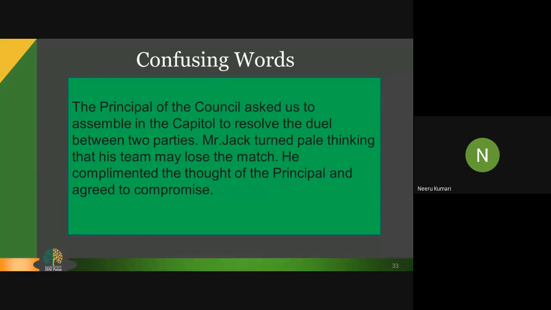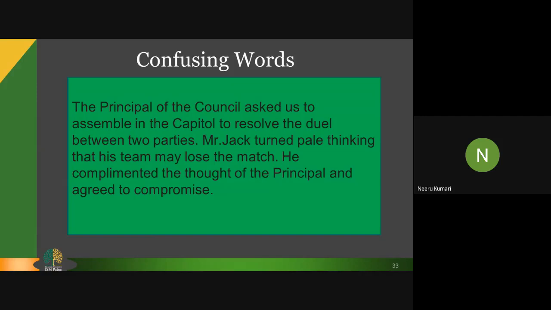Let us identify what is the right answer, and then accordingly, you can see the principle with PLE will be changed as PAL, PRINCIPAL. Council with the COUNCIL instead of COUNSEL asked us to assemble in the capital. Capital is a huge, big building. CAPITAL is the capital, the place, the city, which is head of the place, head of the state, head of the city. But CAPITOL means a very big, huge mansion or palace or a hall. To resolve the duel, DUAL is a wrong word, DUEL, the confusion, the conflict between the two parties, TWO, two parties.